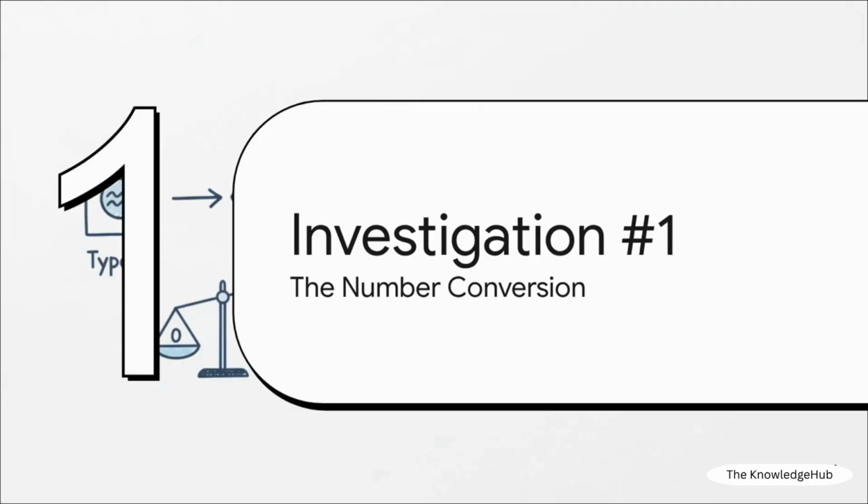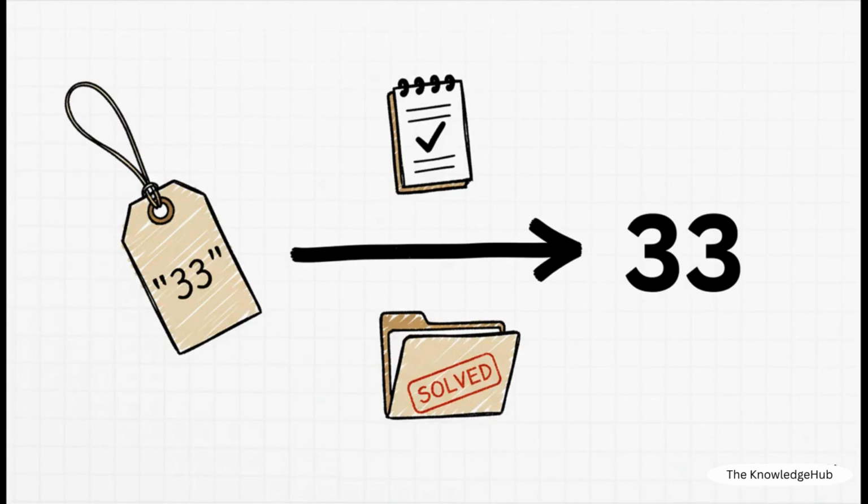This leads us right into our first deep dive, investigation number 1, the number conversion. What we're going to do is take a bunch of different pieces of evidence, these different data types, and see what happens when we force them to become a number using JavaScript's Number function. Let's start with an easy one, a real open and shut case. We take the string 33. It's just digits, nothing weird. And just like you'd hope, JavaScript converts it perfectly into the number 33. No surprises here. This is exactly what we want to happen.